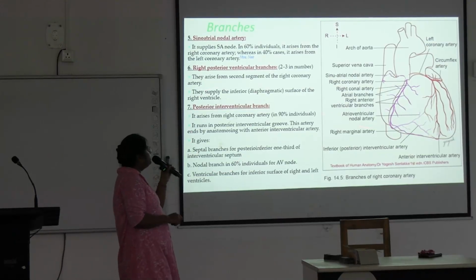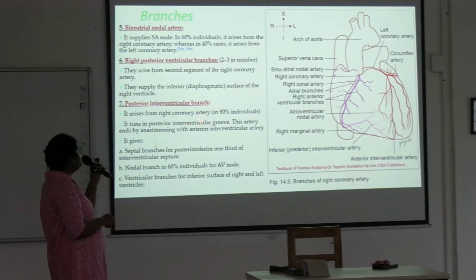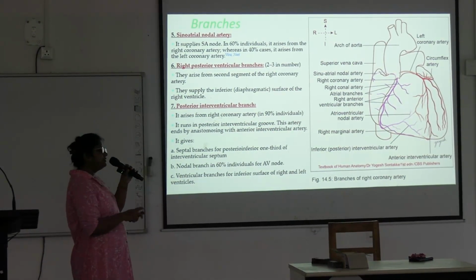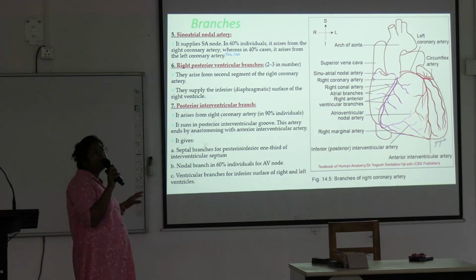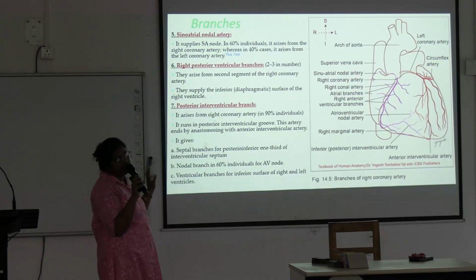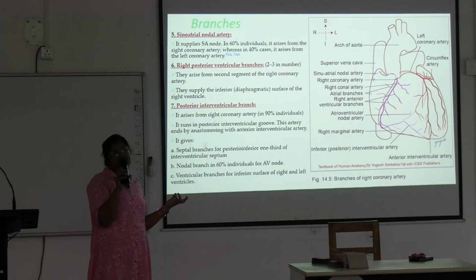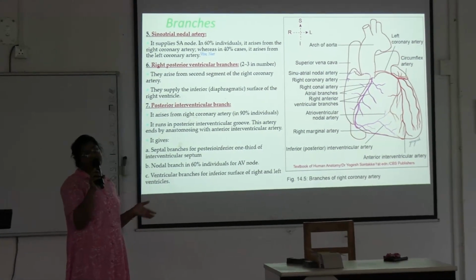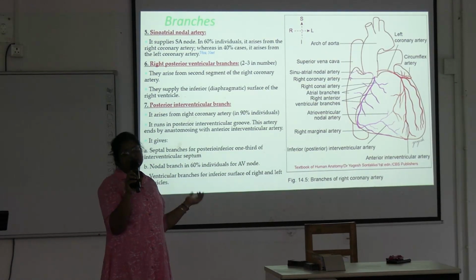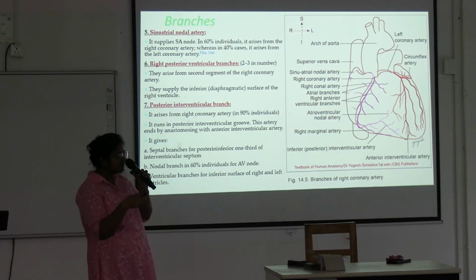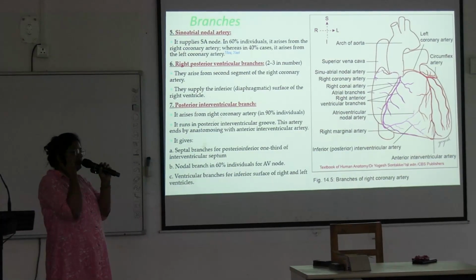Next is posterior interventricular branch. This one is the posterior interventricular branch, and it arises from the right coronary in 90% of individuals. The origin of this posterior interventricular branch determines the coronary dominance. Generally we have right coronary dominance in 90% of individuals, and in 10% it arises from the circumflex branch of the left coronary, and in those cases it is left coronary dominance. Also there is some codominance.